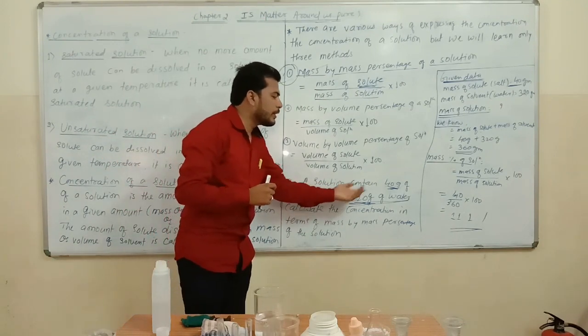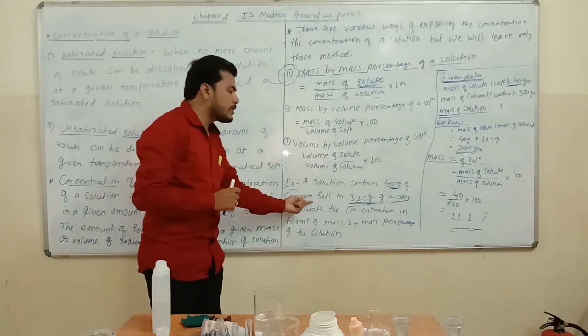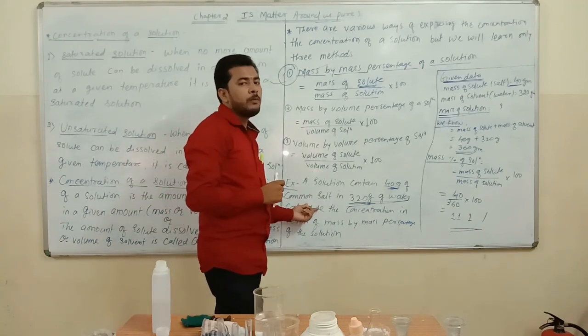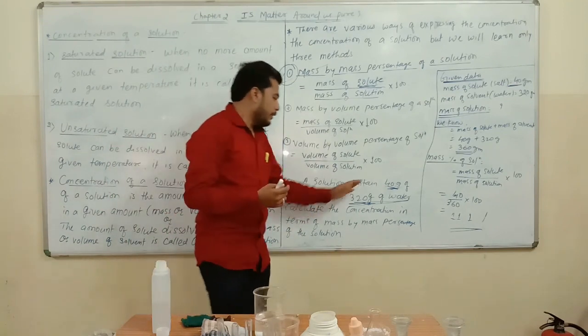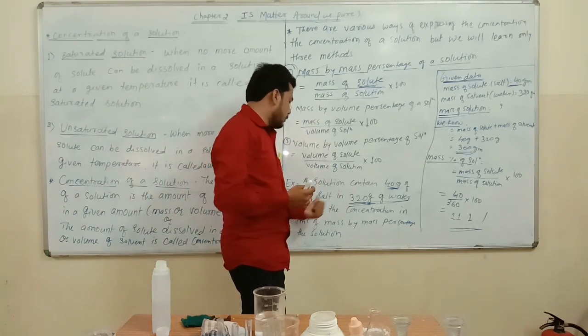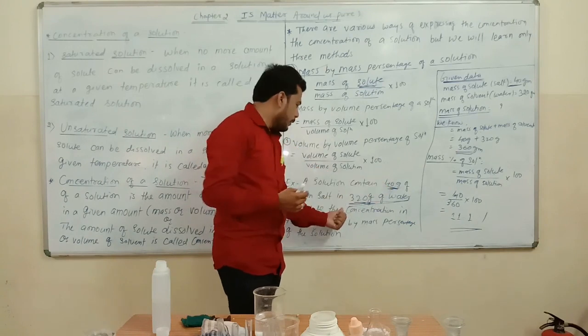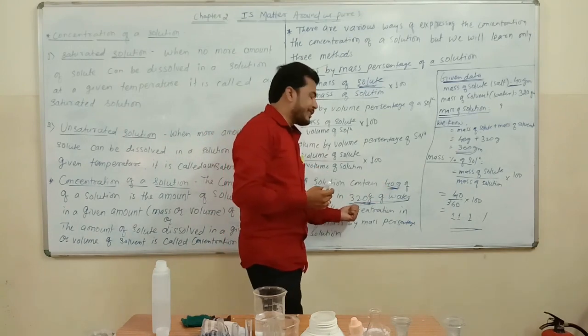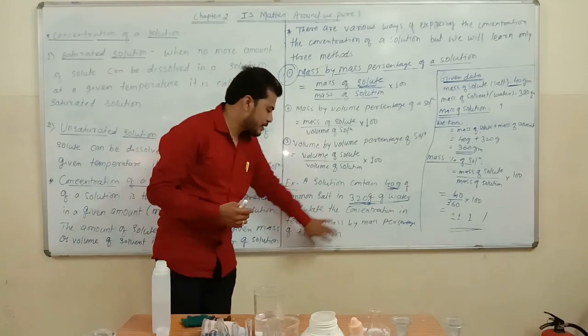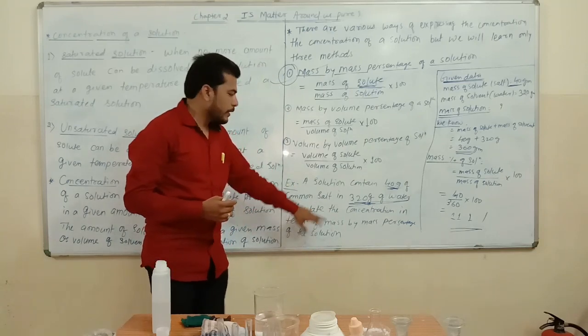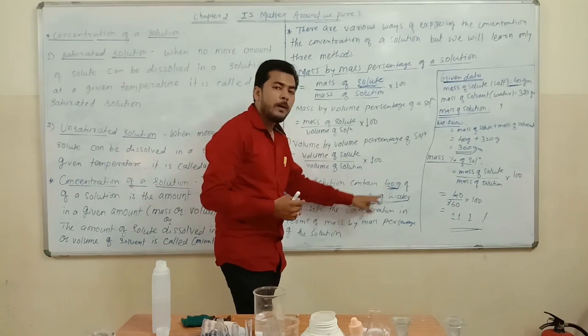A solution contains 40 gram of common salt. Common salt means sodium chloride, which is available in our home also. The weight of that common salt is 40 gram, in 320 gram of water. We are finding the mass by mass percentage of the solution. Here both are given as mass.